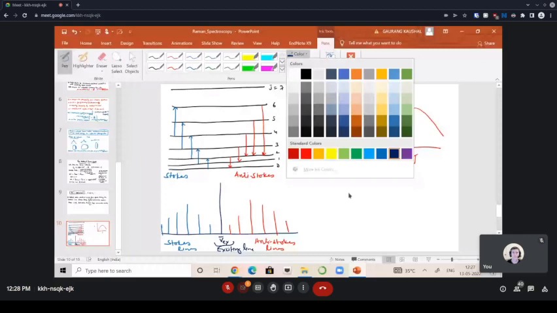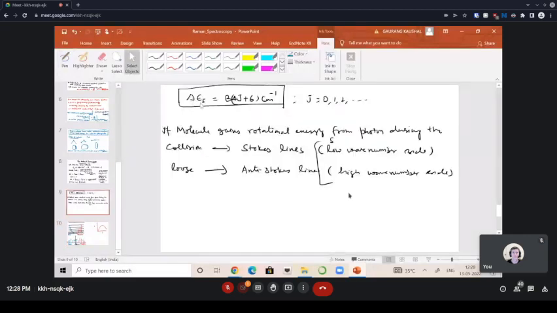And that means j is equal to 0. In this expression, if you put j equal to 0, you will see that delta ES, the separation, will be 6b. Let me just write here: if you put j equal to 0, delta ES will be equal to 6b centimeter inverse. Then you can put j equal to 1, 2, 3, 4, and so on.